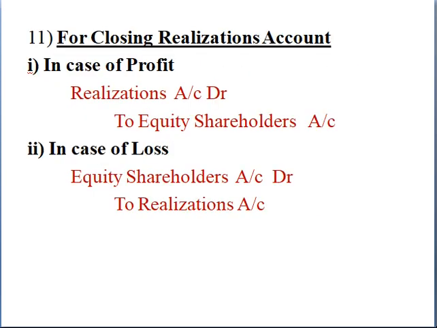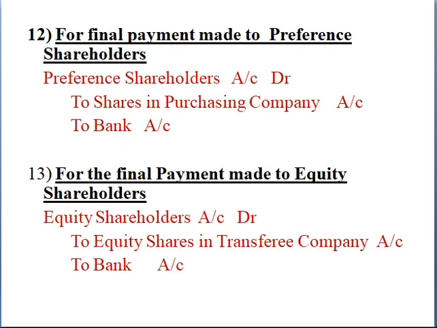Next, once we have entered all the items, now we'll find out whether the business got any profit or loss. That profit or loss is to be distributed to whom? To the equity shareholders, right? So you may get either profit or loss. In case of profit, your entry is realization account debit to equity shareholders account. If it is a loss, the entry is equity shareholders account debit to realization account. So that's it with the entries in the books of the selling company.